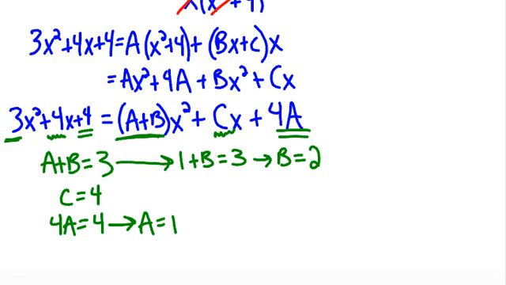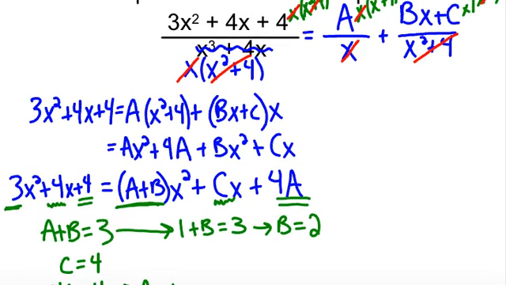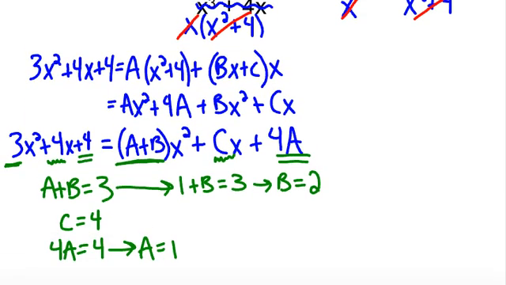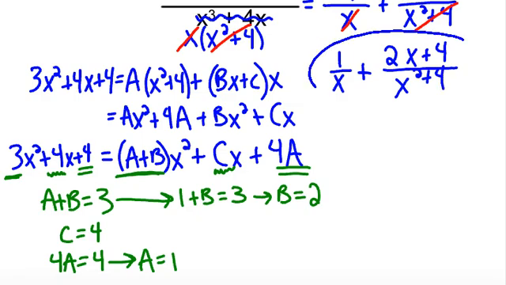Okay, so now we've got all of our pieces, and we are able to write our answer. So looking back up at the top, we're going to plug in A, B, and C into that. So we get 1 over x plus (2x plus 4) over (x squared plus 4). That is our final answer.